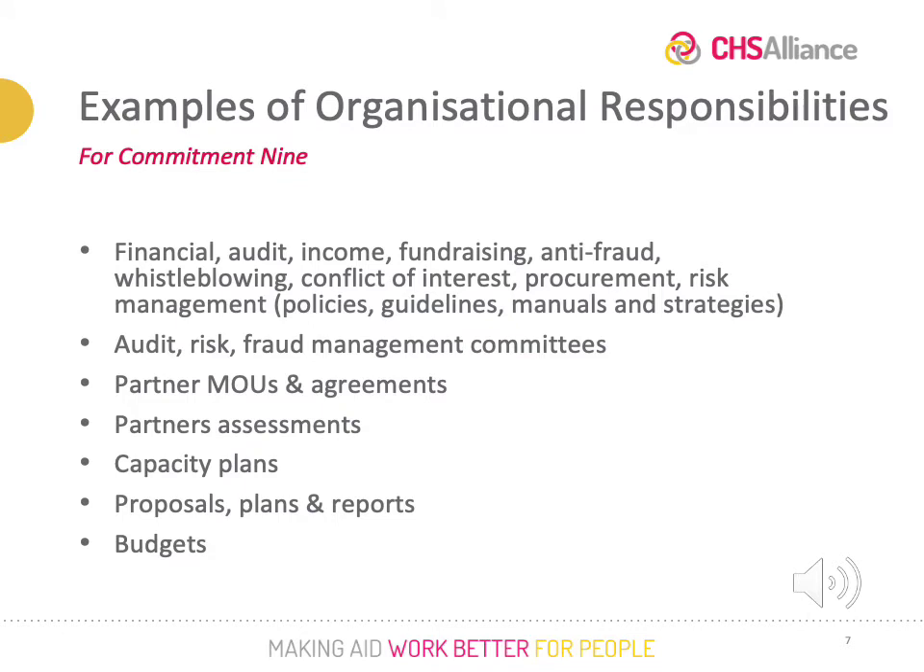Here are some organizational documents that cover these requirements: strategies, policies, guidelines and manuals, terms of reference of key committees, plans on how partners will meet these commitments, such as partner memorandum of understanding and agreements, partner assessments, capacity plans, proposals, plans and reports, budgets. Does your organization have all of this in place? If not, there might be examples on this slide that become part of your CHS improvement plan.